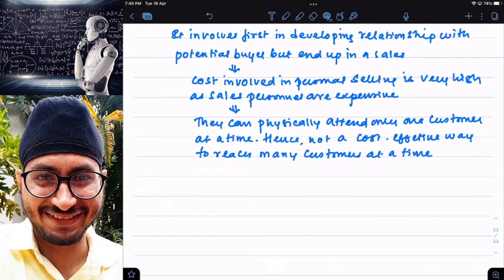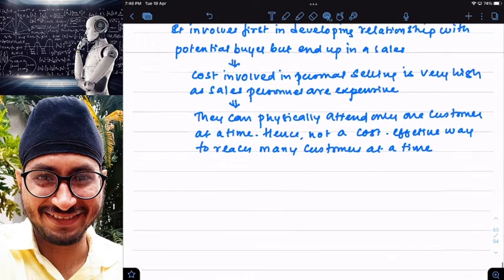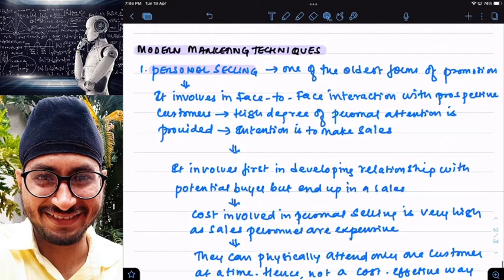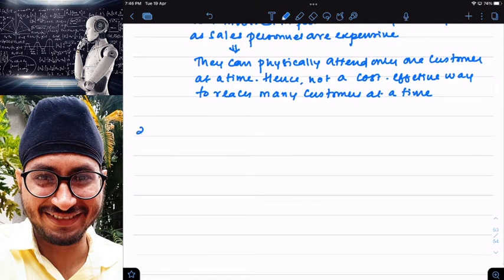Why? One salesperson can attend only one customer at a time. If I want to attend 100 customers, how many salespeople do I need? 100. It is not a cost effective way. It is very costly. Next, having understood what personal selling is, the second type of modern marketing technique we have is advertisement.